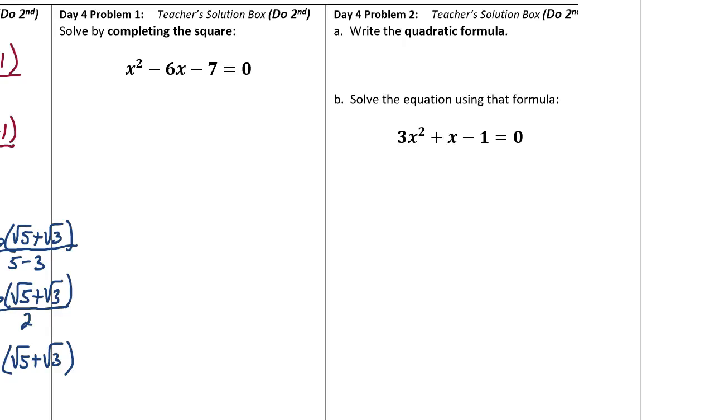Here are the answers for day 4, problem 1. Solve this equation using the completing the square technique. So with the completing the square technique, we're attempting to factor the trinomial as a binomial squared.